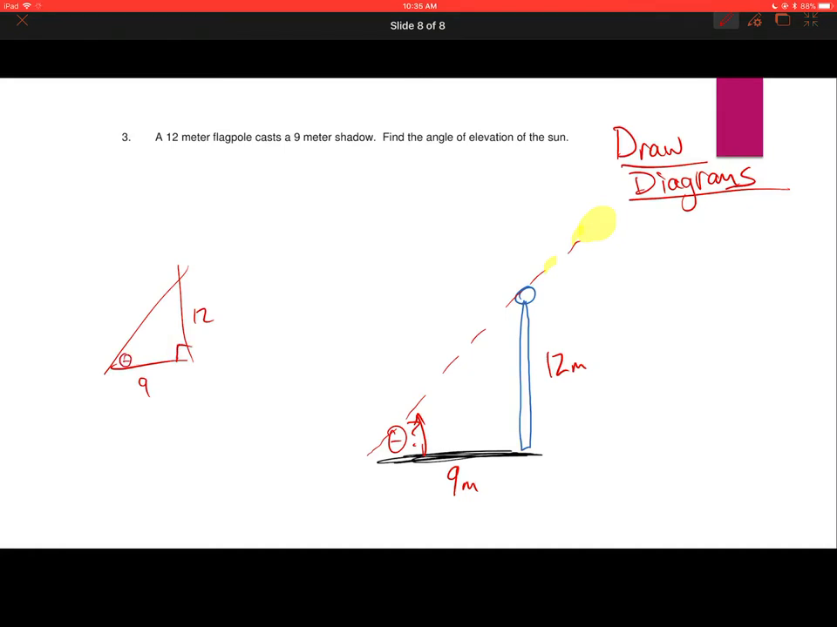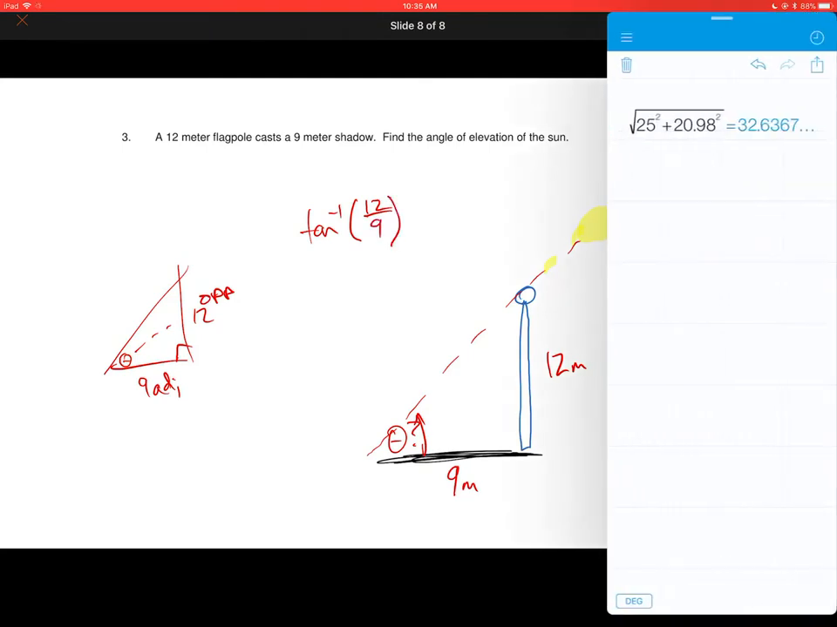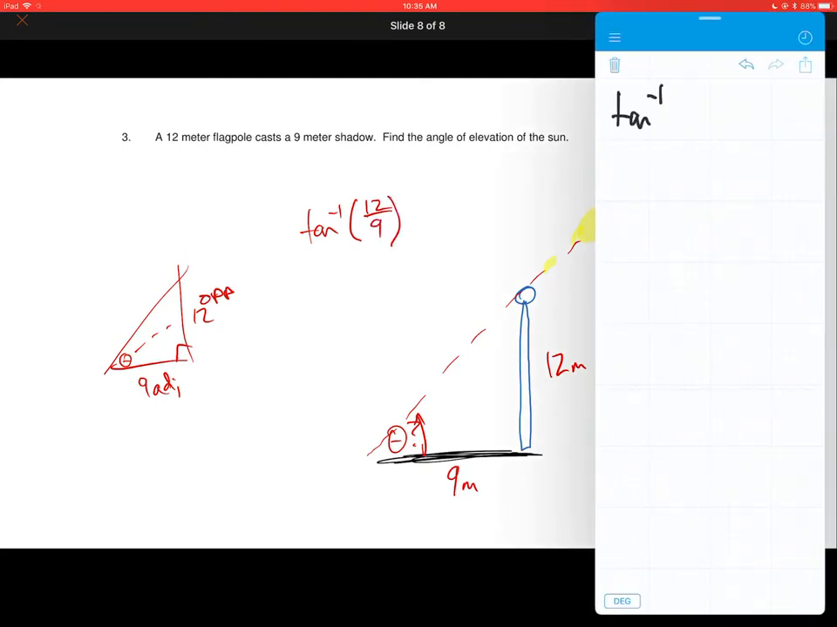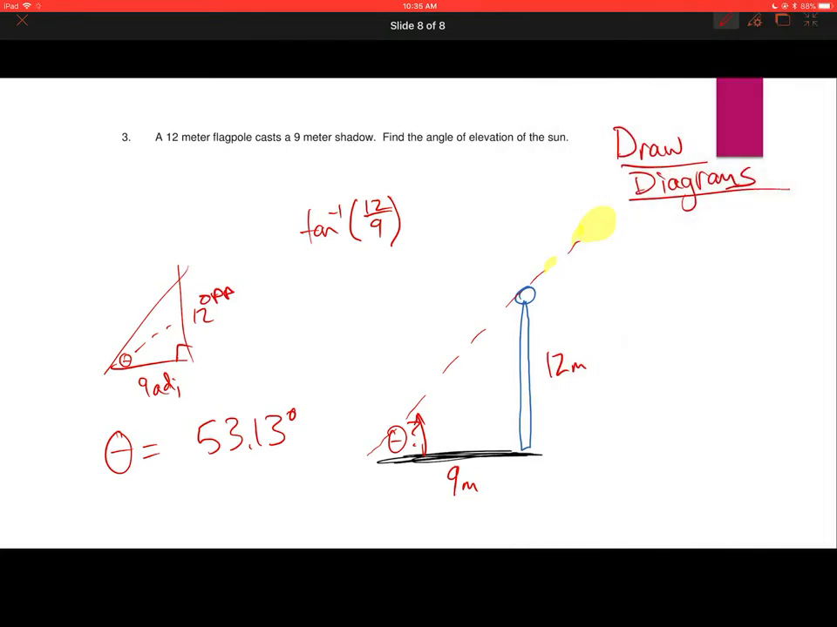Well, that's super easy because we can use trig ratios. From this, we've got the opposite, we have the adjacent, and so we're going to find the angle by using the inverse tangent, tangent^-1 of the opposite over adjacent, 12 over 9. Okay, so tangent^-1 of 12 over 9 is 53.13. So theta is equal to 53.13 degrees.